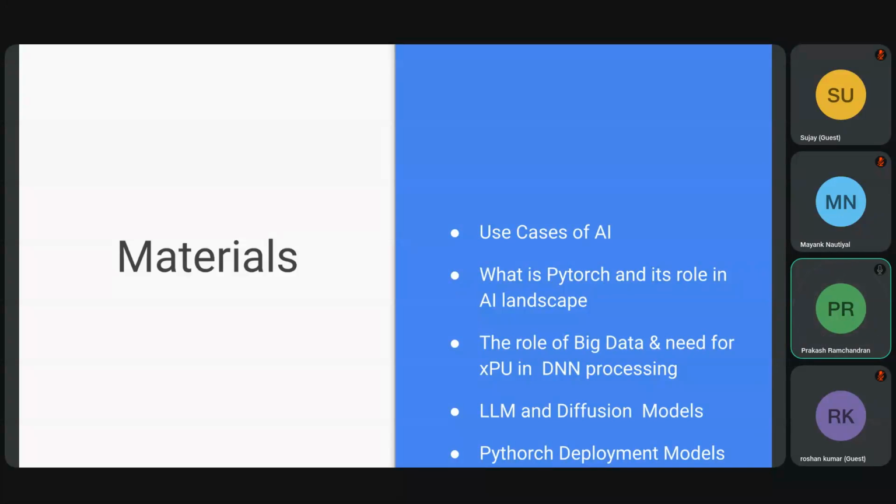And what we want to use is PyTorch as our deployment model. Now, frameworks are frameworks. We'll come to that. Frameworks can be used for training. Frameworks can be used for deployment.